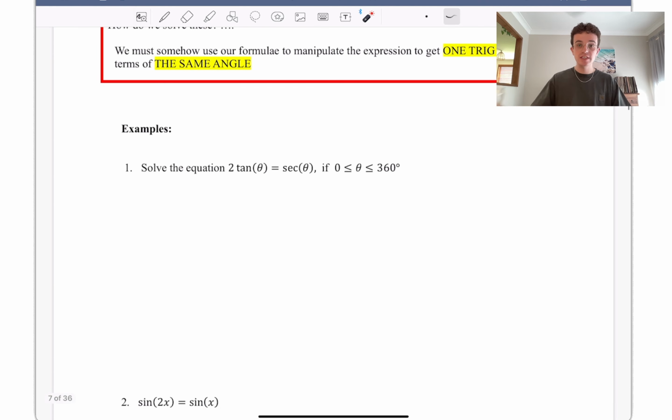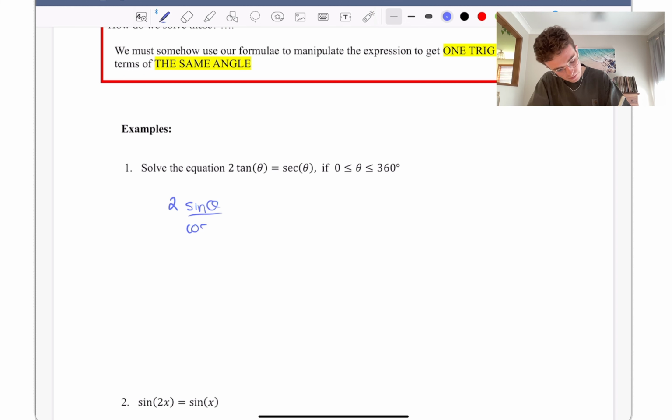Solve the equation 2 tan of theta is equal to sec of theta. And we're in the domain from 0 to 360 degrees. We can see here we've got two different functions. We've got tan of theta and sec of theta. The way we're going to fix that is by making tan of theta sine on cos. So this is 2 times sine theta on cosine of theta. And that's equal to 1 on cos of theta, because sec is 1 over cos.